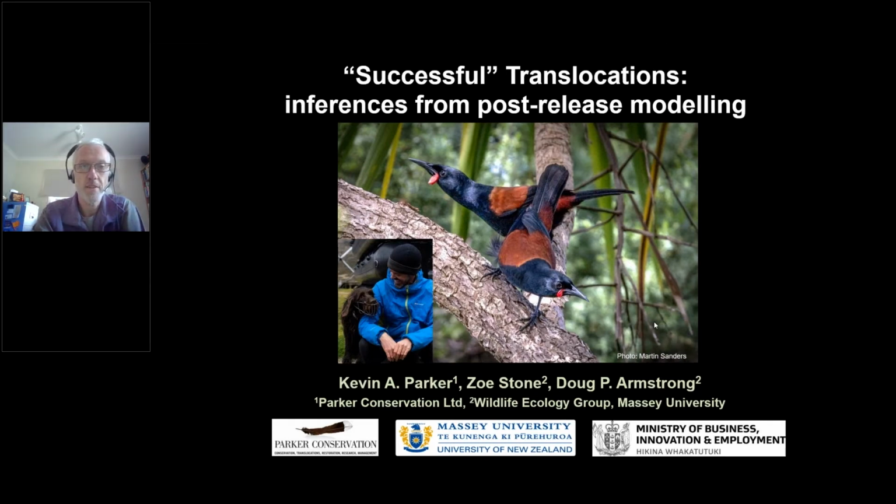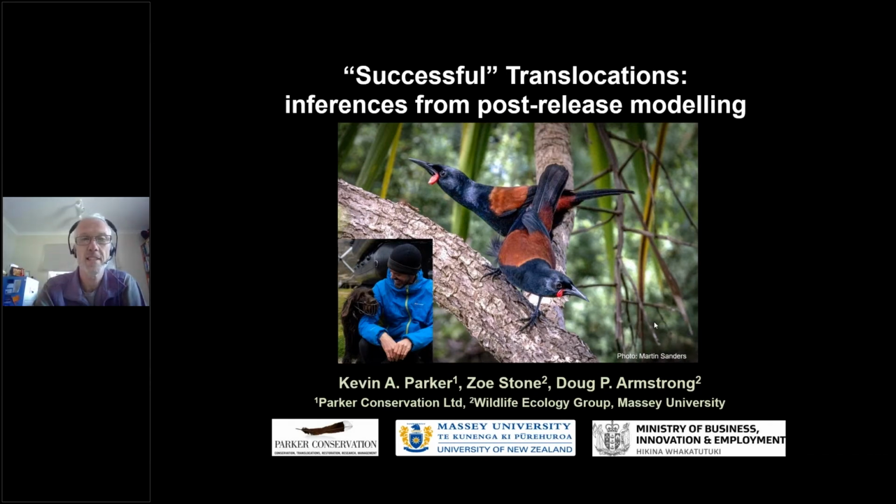So this is the first of 3 successive talks on reintroduction, and suitably enough, Kevin is out in the field preparing for reintroduction at the moment, so he's made me give his talk. But there is a little picture of him here on the bottom left, so you know who to blame for this particular talk. So the title is Successful Translocations, Inferences from Post-Release Modeling.